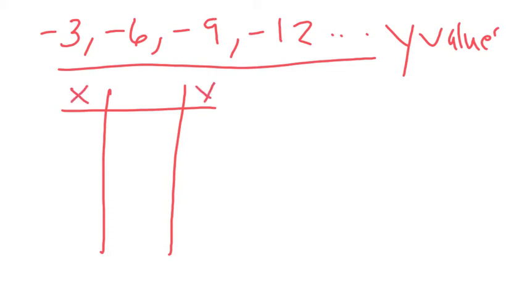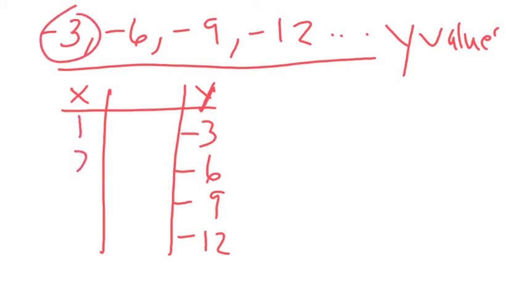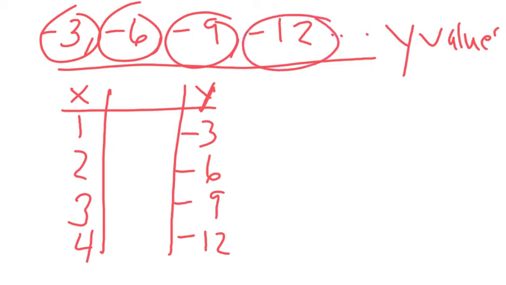And we're going to put our y values in, -3, -6, -9, -12, and our x values, which are always going to be 1, because this is the first term, 2, because this is the second term, 3, because this is the third term, 4, because that's the fourth term. And now we want to figure out what's happening to get from 1 to -3 and 2 to -6. What's happening in the problem to x to give us this y? That's what we're trying to figure out.